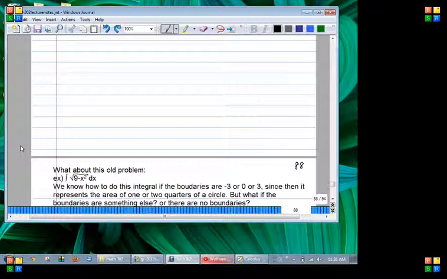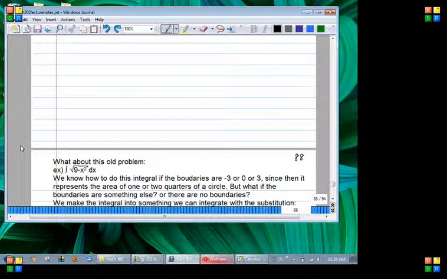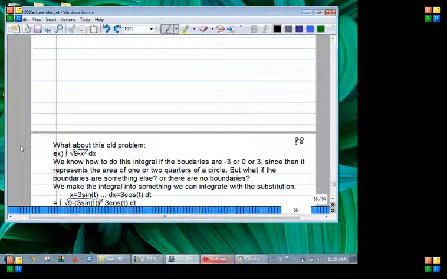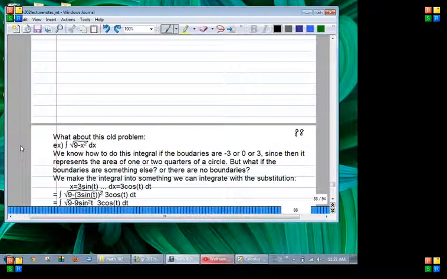We can do it with trig sub. And we're going to use x equals 3 sine t. Exactly. So dx is 3 cos t dt, and we get to work. So plug it in and do some manipulation.